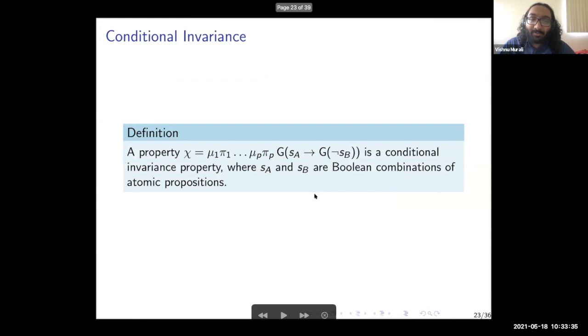We call a property chi a conditional invariance property if it is of the form mu1 pi 1 up to mu p pi p. Globally, if SA is true, it implies that globally, not SB is true. This is quite similar to the LTL property guaranteed by barriers, except we have a quantification preceding this. We also note SA and SB can be Boolean combinations of atomic propositions.